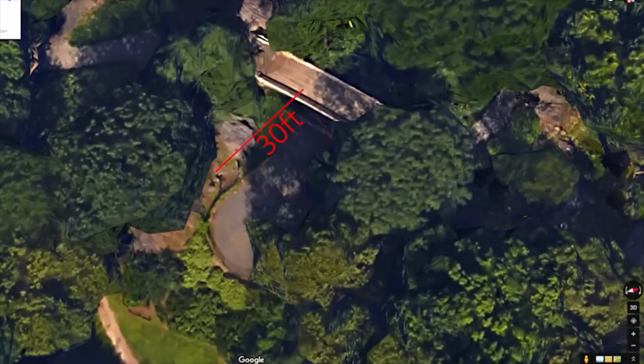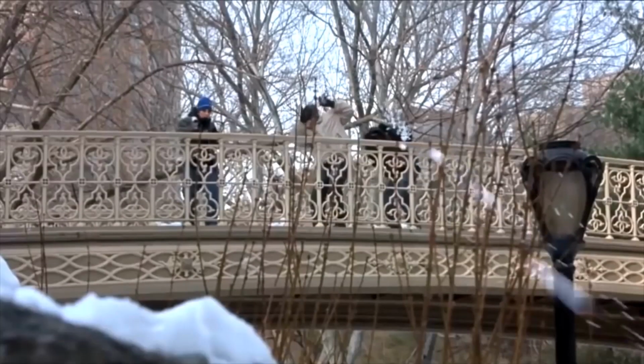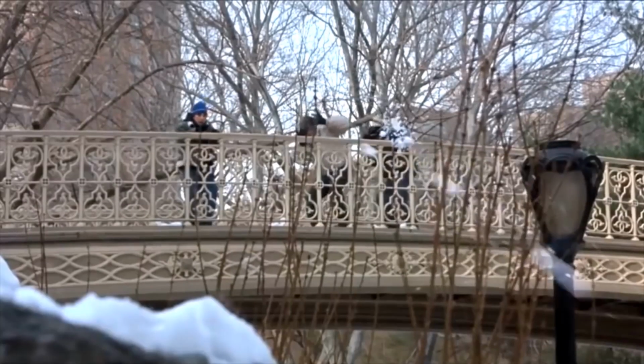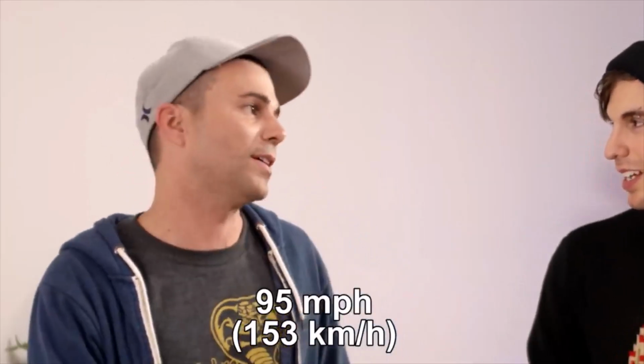And then I measured the distance and I also watched the video back and looked at how many frames it took and then calculated the velocity of the snowballs. Turns out they are thrown at 95 miles an hour. Oh my gosh. And yet, the punks don't even move at all.